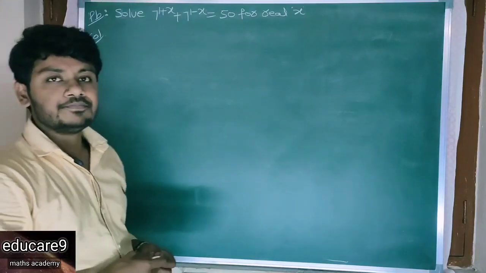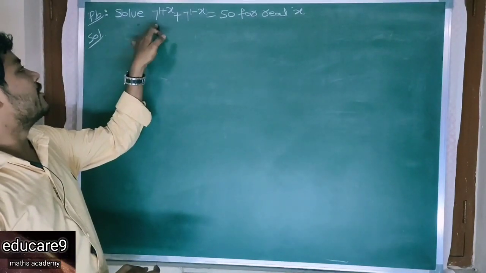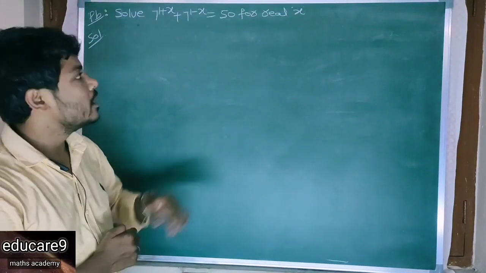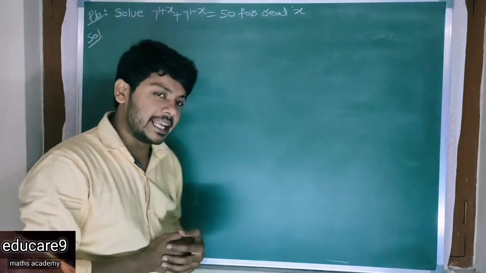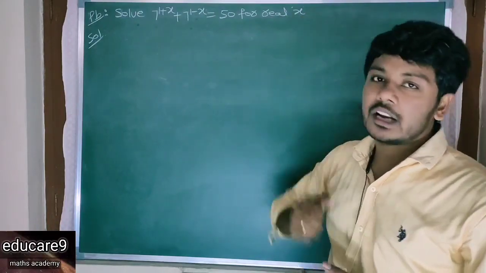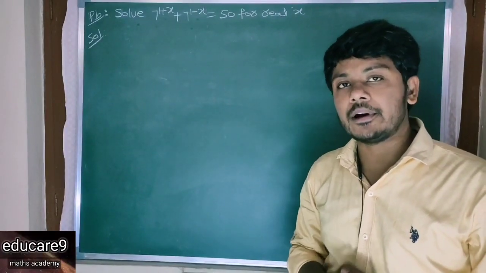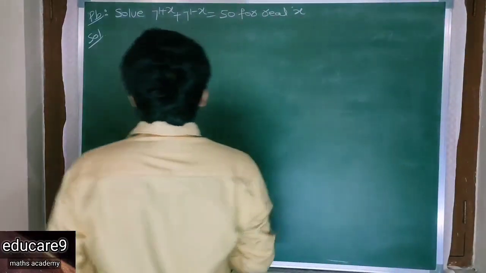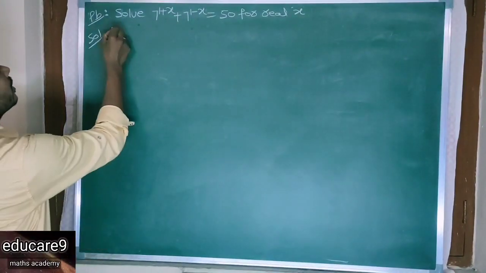So next problem, solve 7 power 1 plus x plus 7 power 1 minus x is equal to 50 for all x belongs to R. See here, given equation is what?